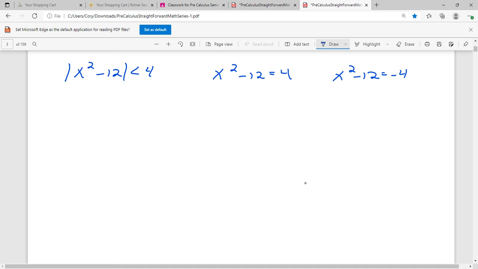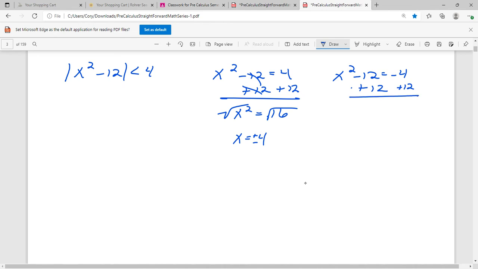So first we solve this one, so we do plus 12 plus 12, and we get x squared equals 16, square root both of those, square root of 16 is 4, or it could be negative 4, so it's plus or minus 4. This one we do plus 12 and plus 12, and that would be x squared equals 8, and so then we would need the square root of both of those, so x equals positive or negative square root of 8.